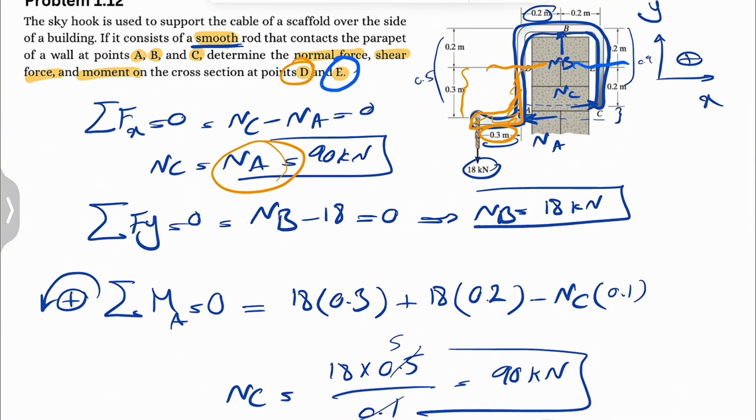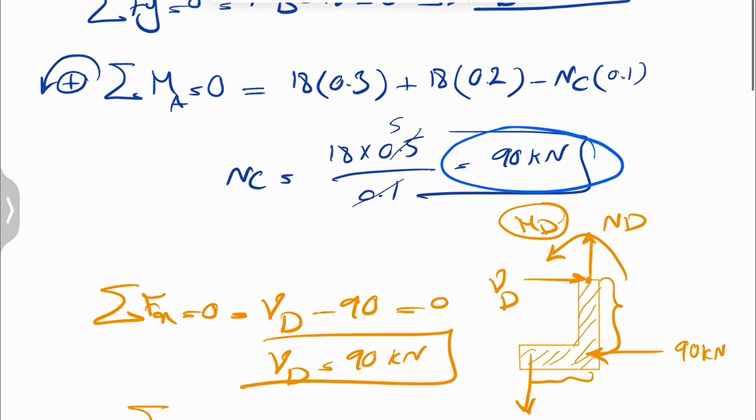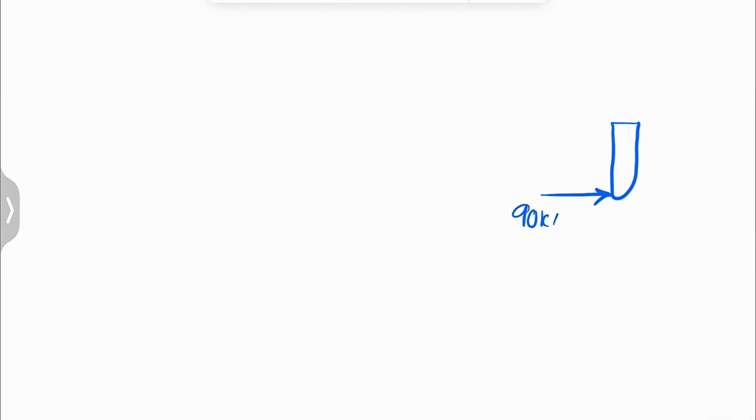Now we're going to move on to E, and same idea. We're going to do our cut at point E, and we're going to consider the bottom part. You can also consider this side of the beam, but it's more complicated, so let's just stick to whichever part is easier for us. So we have NC at this point. If we look here, we have NC, which we figured is also 90 kilonewtons. And same idea here. We have one normal force, NE, one shear force, VE, and one bending moment, ME. And that's pretty much everything.